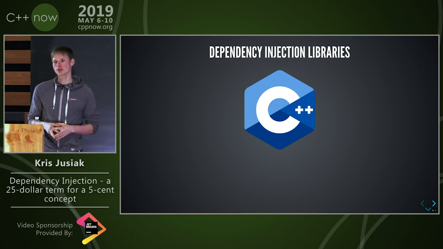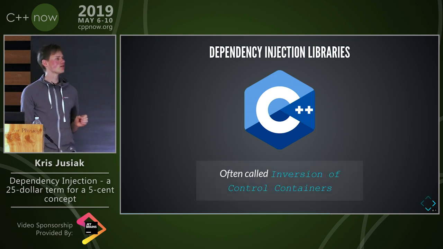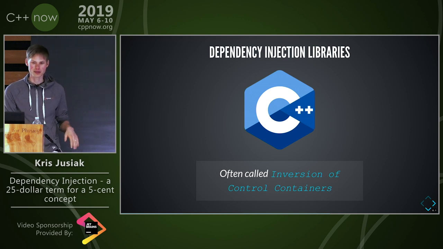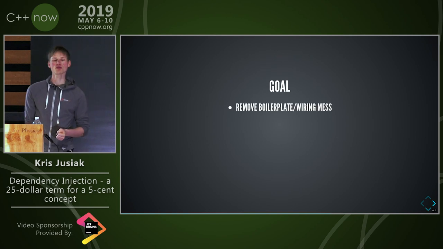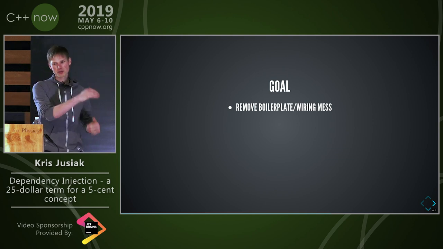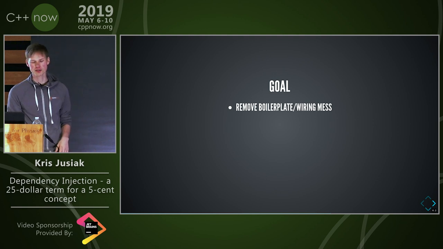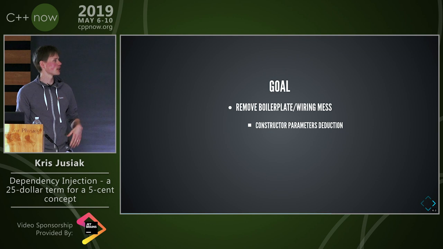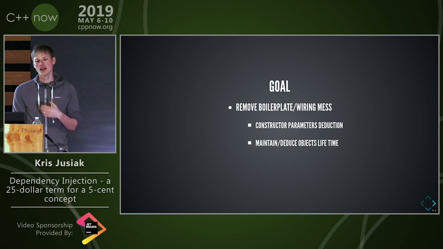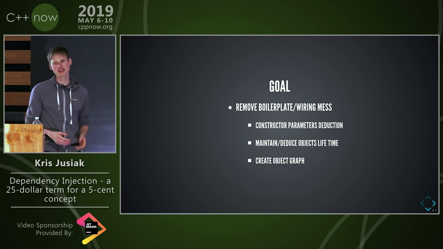There are tons of solutions for DI libraries in other languages, and there are some in C++ as well. They are often also called inversion of control containers, just to point that out. It's not really important. The goal of them is to remove the boilerplate code, the wiring mess. All this creation of objects and passing them through, let's just remove that. Frameworks do that by being able to deduce the constructor parameters, deduce the object lifetime, and create the object graph for you. We'll take a look at how that works.